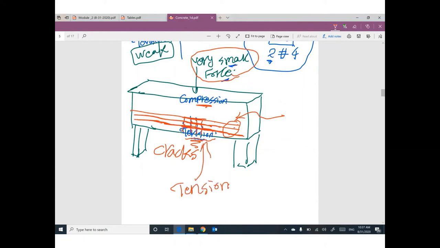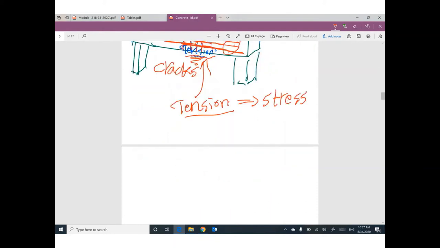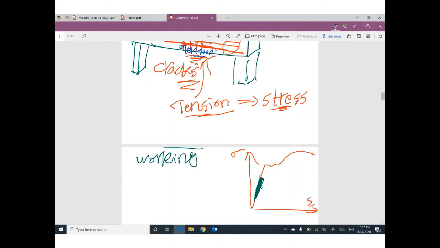And then the tension will cause stress in the steel reinforcement. And we already know the relationship between strain and stress for steel reinforcement. If this level of tension, which causes stress, is within this linear relationship, you are still in the working stage. If this tension increased and this stress increased until you reach yielding or strain hardening, that means you reach the ultimate stage.